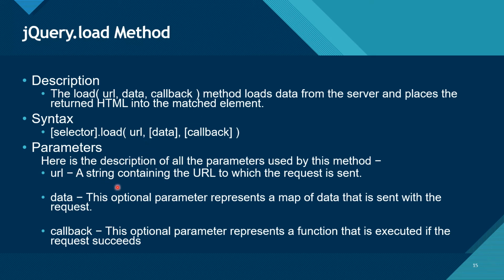First of all, URL is a string which contains a URL to which the request is sent, and data is an optional parameter which maps data that is sent with the request. The callback method is a success method in which we will show that our method is executed and the request succeeded. In the next slide we will discuss this with an example.